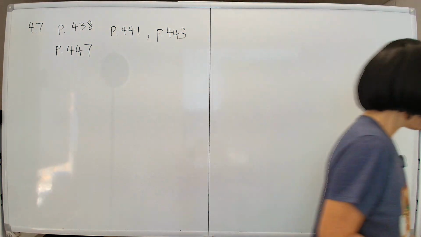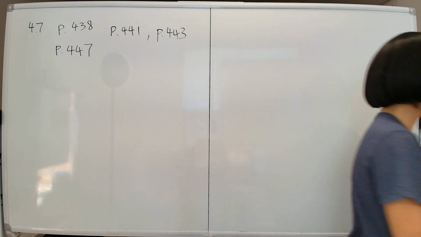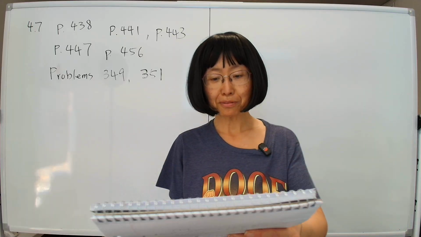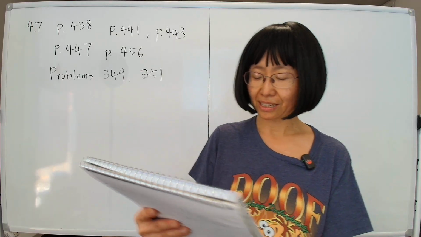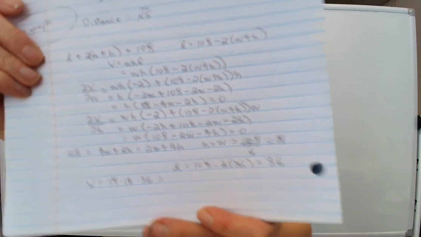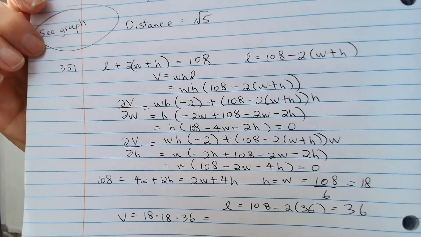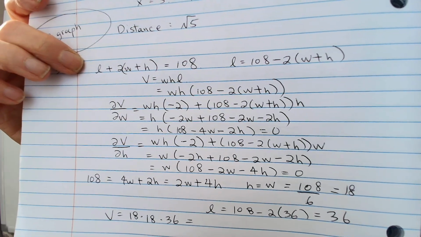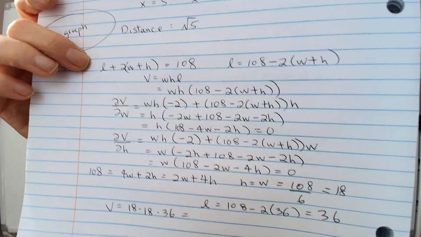Okay, next we're going to talk about problem 351, where it's a simple problem similar to what we did in Calculus 1 practically, but I'll talk about it because it's slightly interesting. Okay, so you have the length plus twice the width and height equals 108.